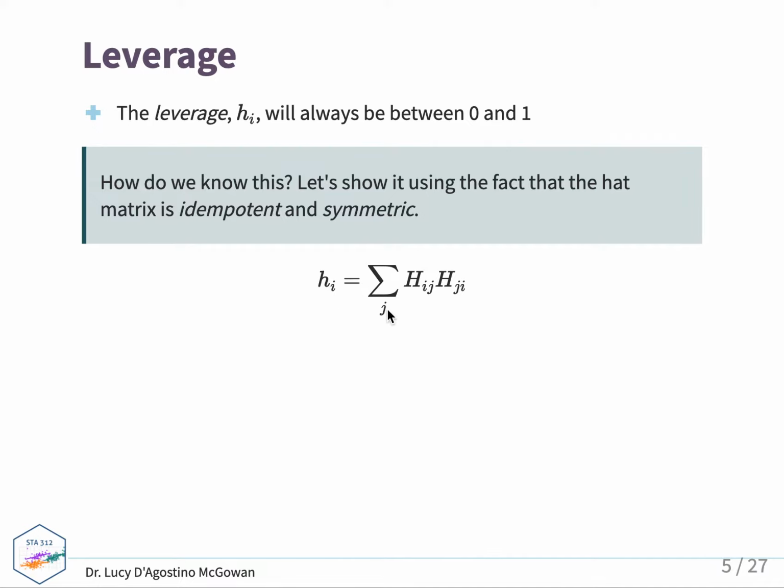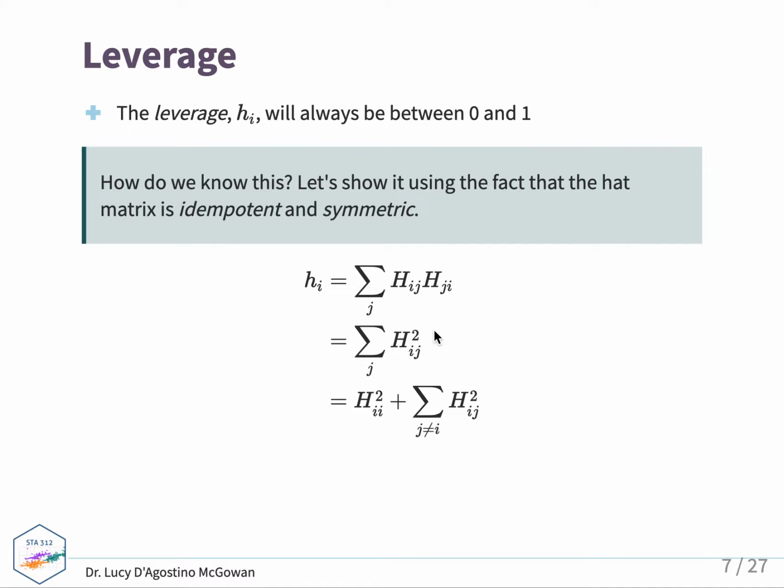So we can write this ith element of the diagonal of the hat matrix as the sum over j of h_ij times h_ji. And because we know that this is idempotent and symmetric, this is going to be equal to h_ij squared. And we can pull out the ith term from this, basically when i equals j. So I'm going to pull that out into the front. And so I've got h_ii squared plus the sum of h_ij squared, where j and i are not equal. So all I've done is pull out one element from this summation: the time when i is equal to j, and then I've left the remaining ones there.